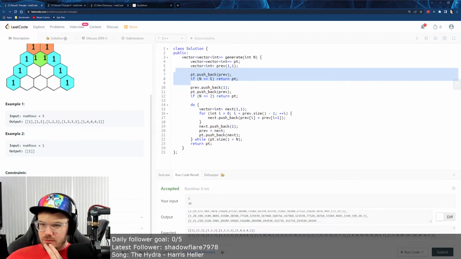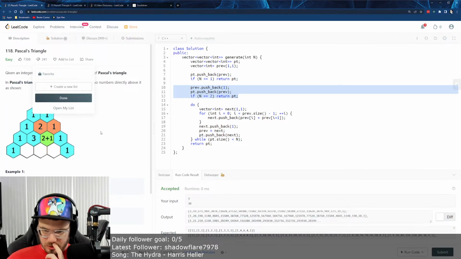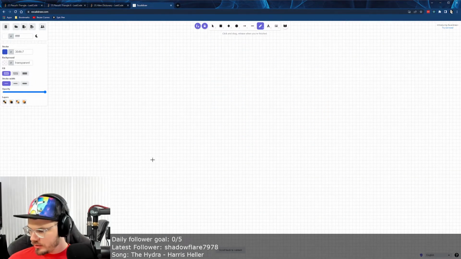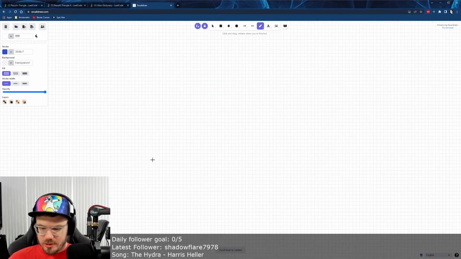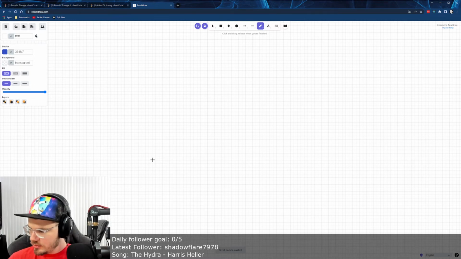You just take care of the first 2 rows manually outside the loop, and then the third row is when you actually start summing. Another way to do it would have been, I can just draw this real quick. You can pad the triangle with zeros too, and then you can just do the same sums without having to worry about going out of bounds.